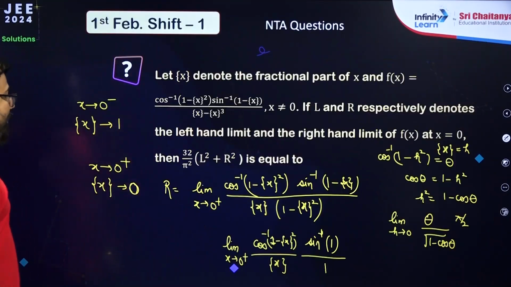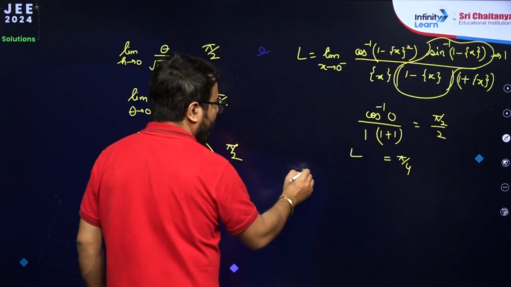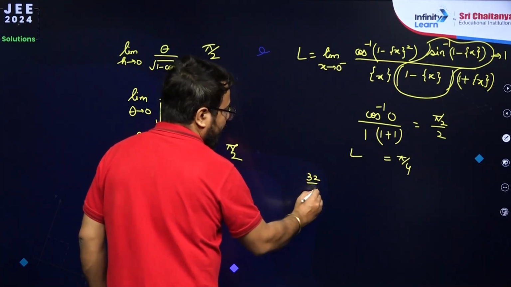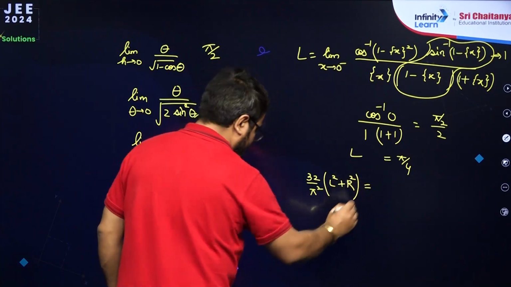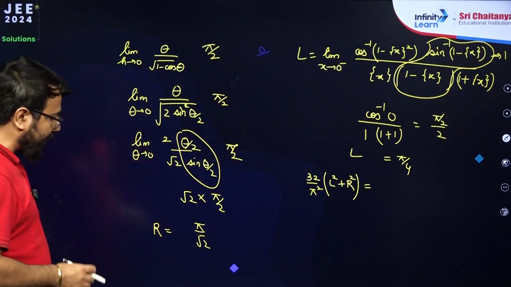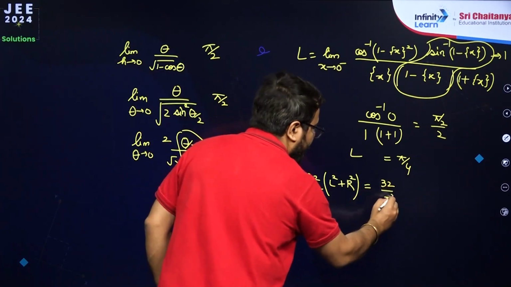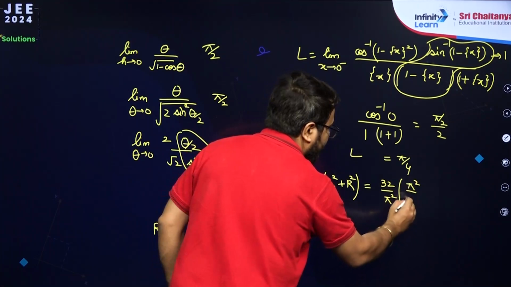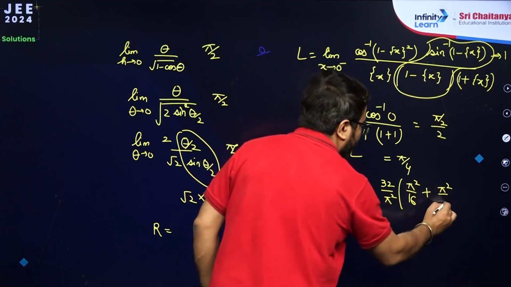Are you able to understand this? L we have, R we have. This expression we want to get: 32 over pi square times the value of L square plus R square. Now the value of L that we have obtained is pi by 4. I can substitute here, which is pi square by 16. Value of R square, that is pi square over 2.